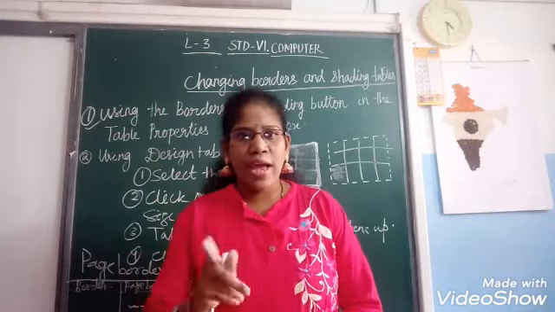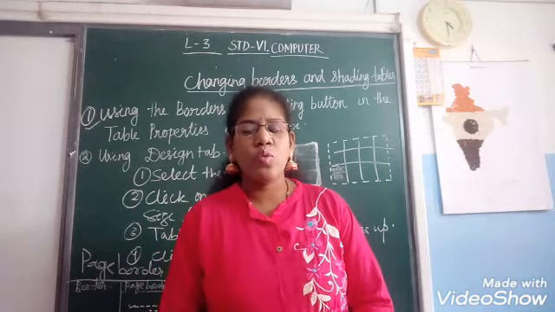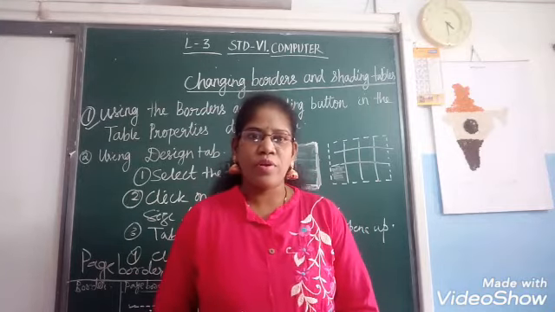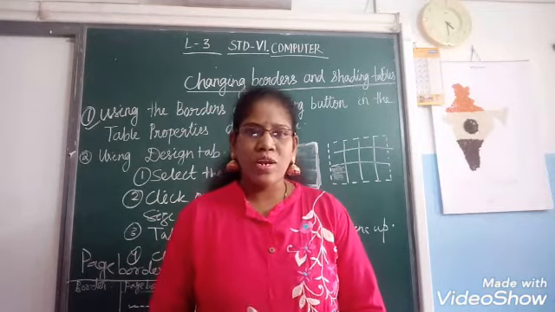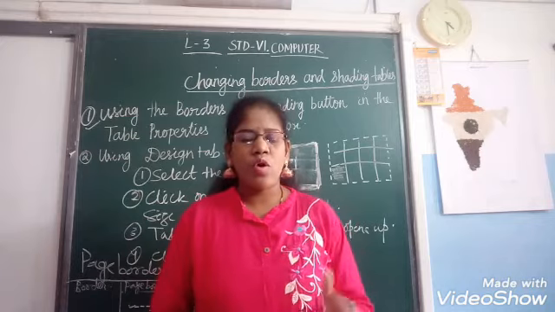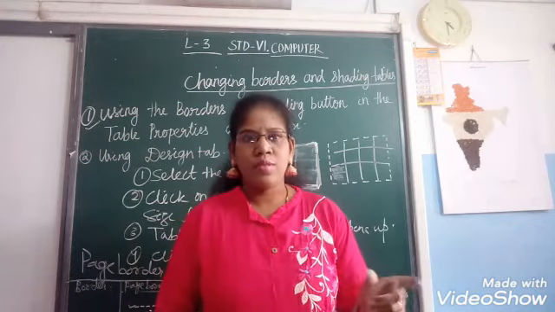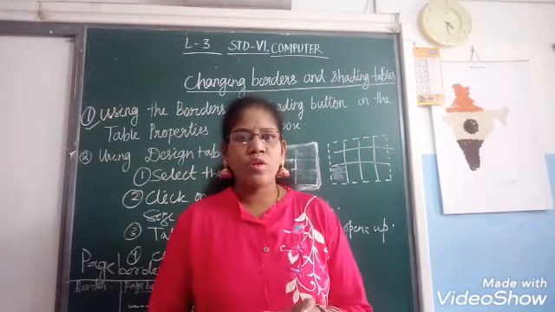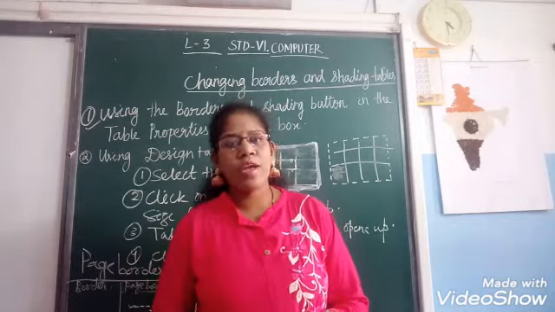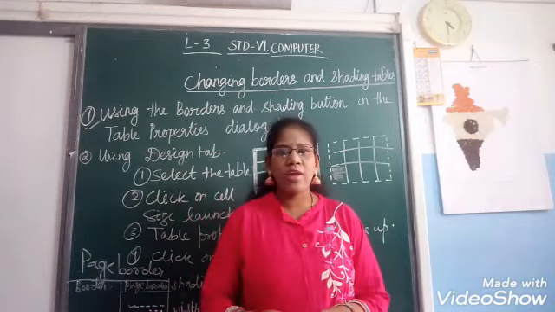Even if you right click on the table, you will get the option table properties dialog box. Once you click on that, there you click on the border button. Once you click on that, you will get all the options, and according to your wish you can apply them to the table.